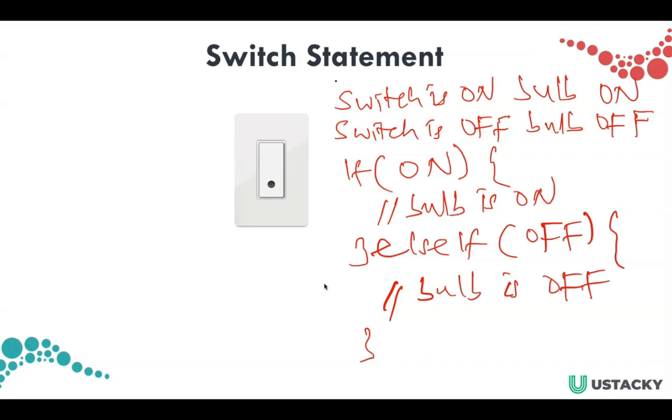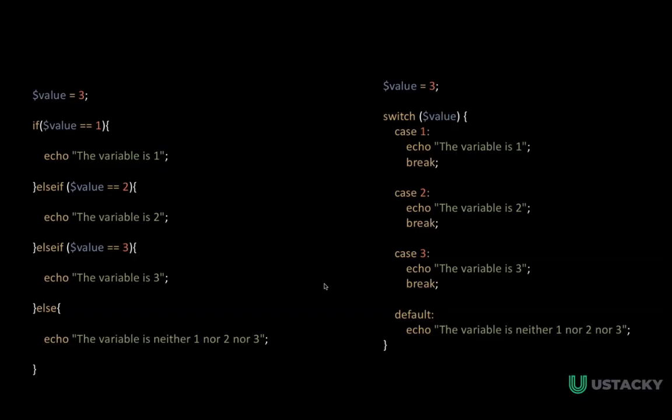So from this statement of ours, it is very clear that switch and if-else statements are the same thing. In programming, switch and if-else statements do the same thing. The only difference between the two is in the syntax. Now let us compare the syntax of switch and if-else statement. This is for if-else, and this is for switch statements.